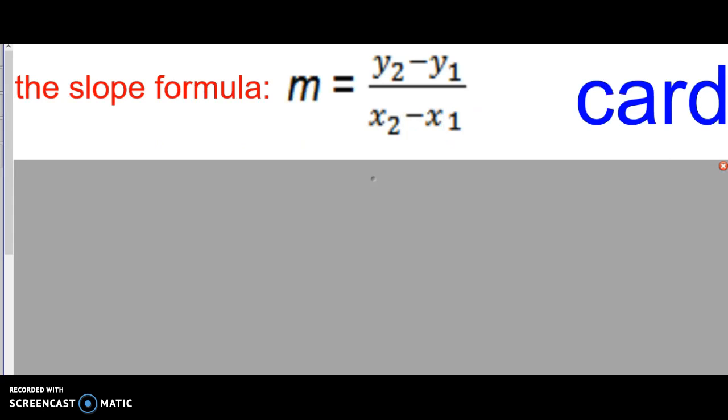Okay, for this one, you definitely want to have a card. This is the slope formula. And I want to point out that this 2 is below the y. It's not up here, because that would make it an exponent, right? So y2 minus y1 over x2 minus x1. I know you did this formula last year.